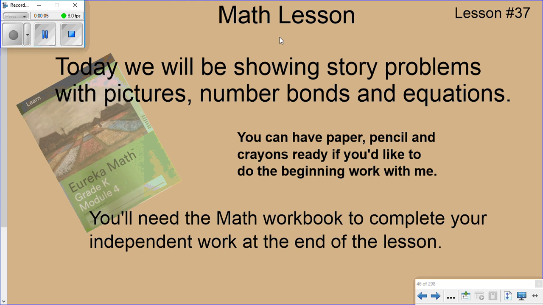Hello, it's our math lesson time. Today, we will be showing story problems with pictures, number bonds, and equations. You can have paper, pencil, and crayons ready if you'd like to do the beginning work with me. And you will need the math workbook to complete your independent work at the end of the lesson.